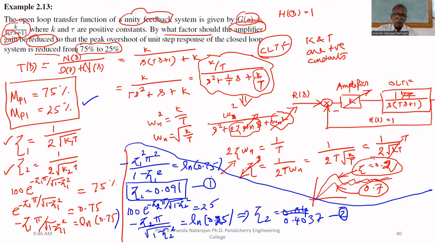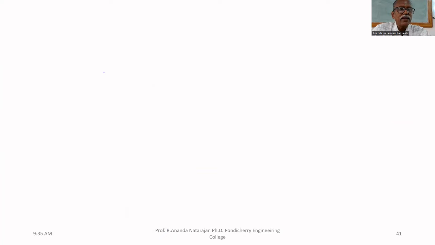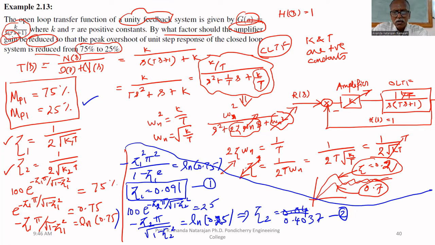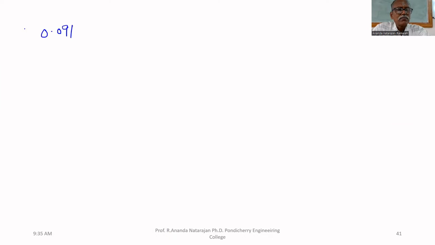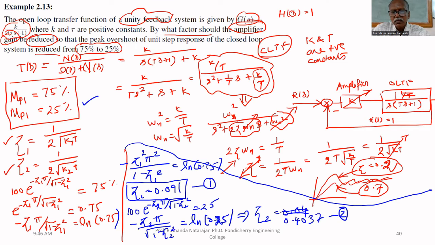First, we got zeta 1 equal to 0.091. What is the relation between K1 and K2 that we have to find? So substitute the value of zeta 1: zeta 1 equal to 0.091, and zeta 2 equal to 0.4037.